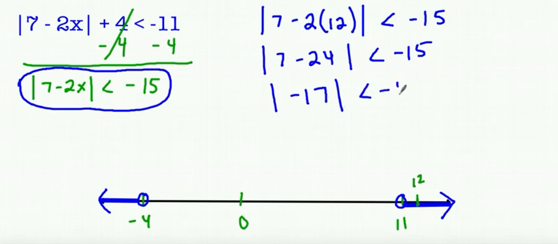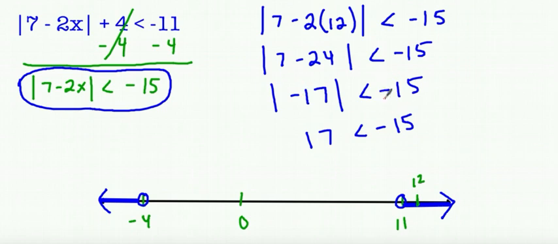And without the absolute value, this would be perfectly fine because negative 17 is less than negative 15. However, we have an absolute value here, and the absolute value of negative 17 is actually 17, which is not less than negative 15. And the reason for that is because our absolute value is less than a negative, and our absolute value will only ever be positive. So there's no possible positive number that's ever going to be less than negative 15. So be very careful with that.